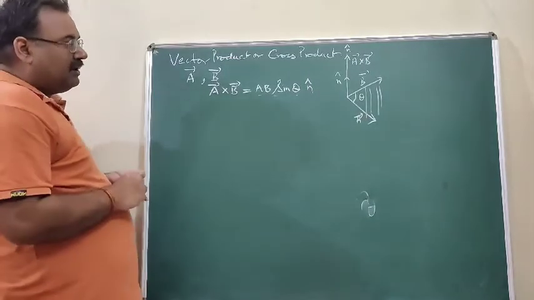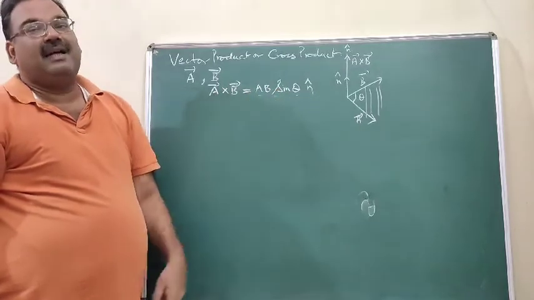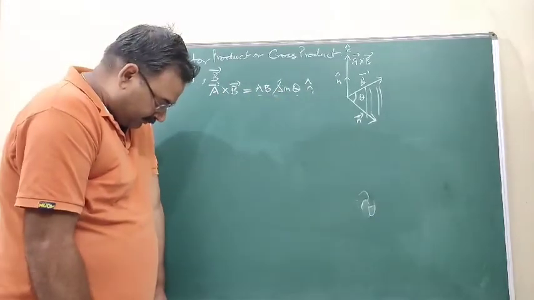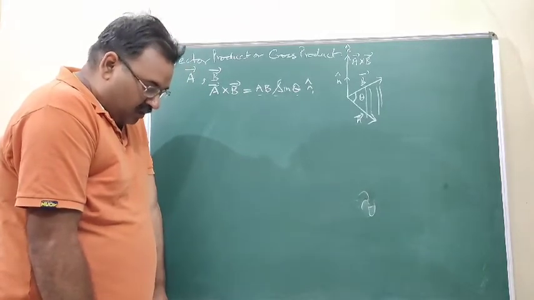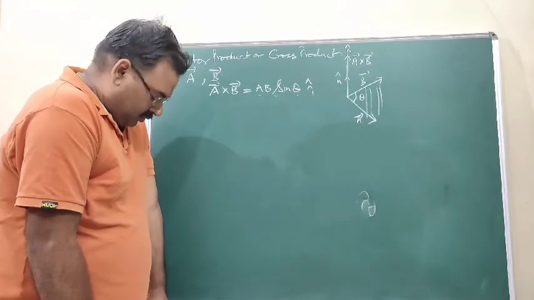So the product A cross B is equal to AB sin theta n cap. N cap is the normal vector. Okay, this is n cap, normal to the plane that contains the vectors A and B. I hope it's clear.